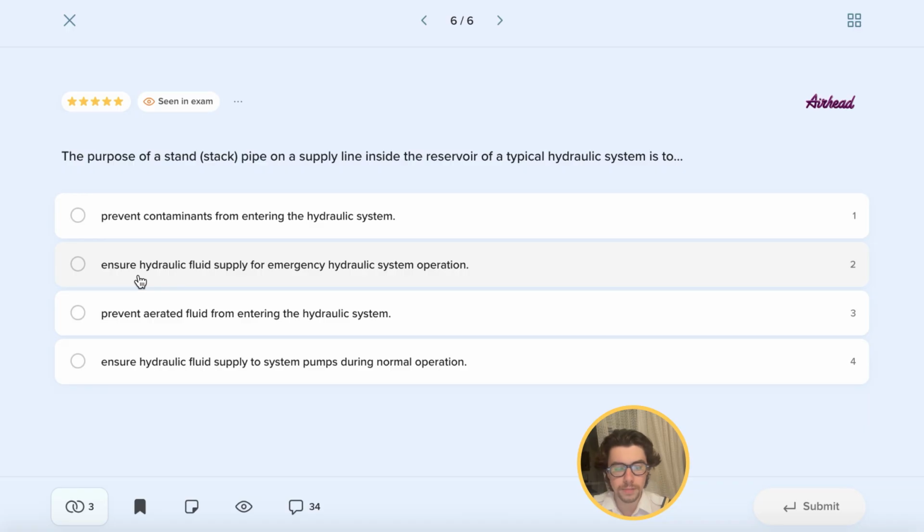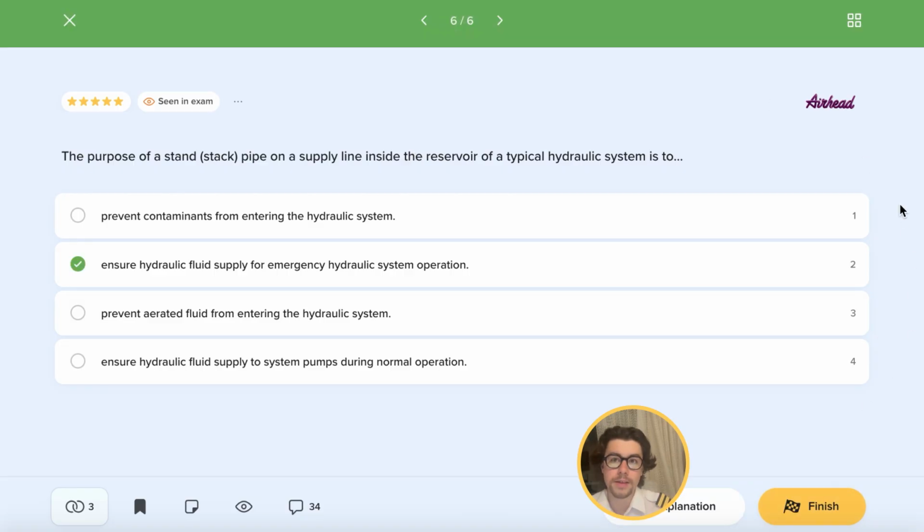So the right answer will be the one referring to an emergency hydraulic system operation, and this will be the main answer. There is a second reason it exists, but the emergency hydraulic system operation will be the key one in this case. And this is everything from the hydraulic systems for the AGK.